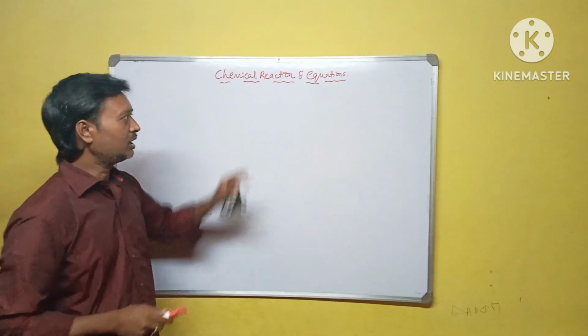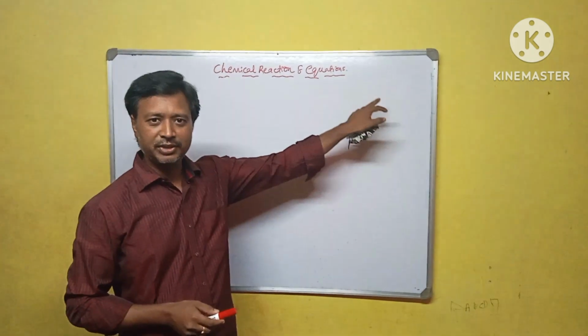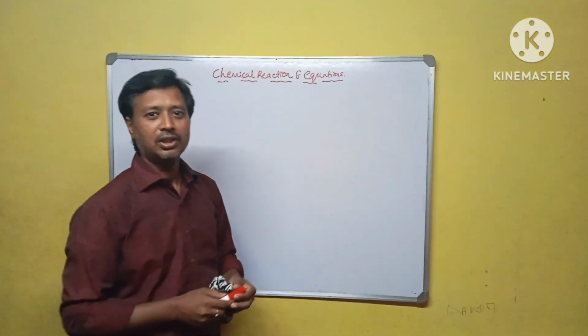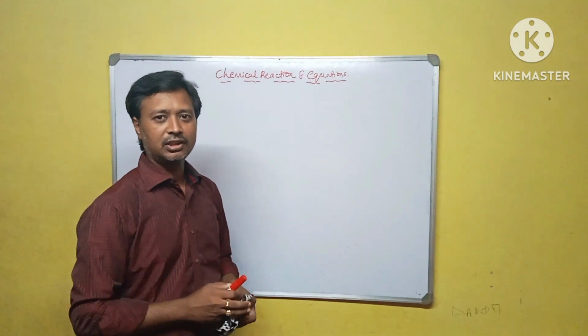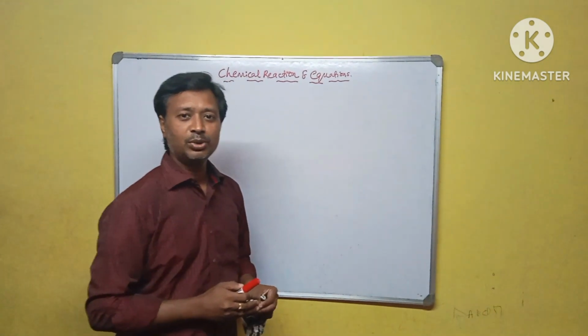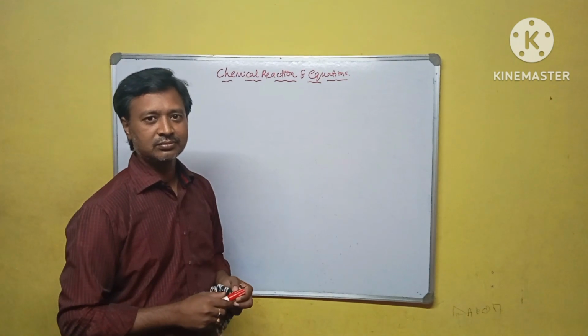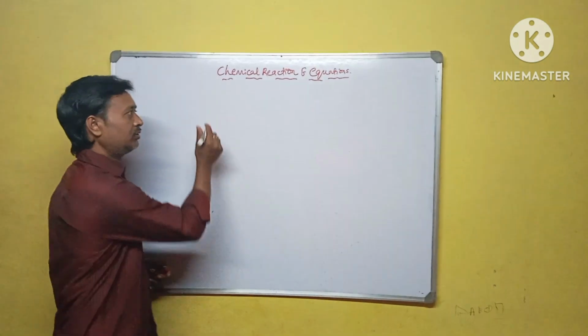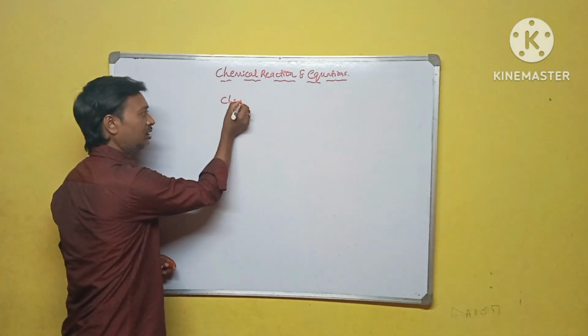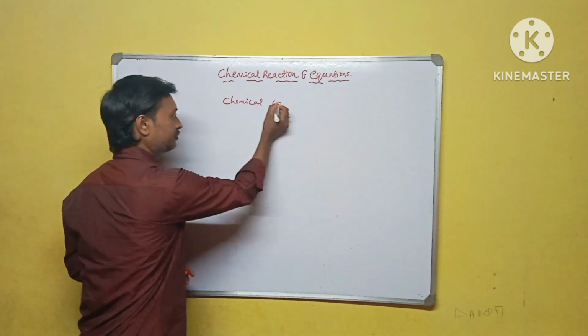Today, in the lesson Chemical Reactions and Equations, we will discuss chemical combination reactions and chemical decomposition reactions. First, we will go to chemical combination reaction.